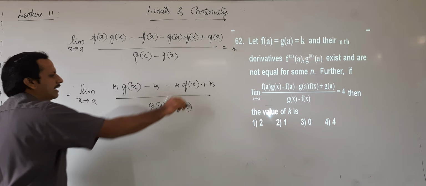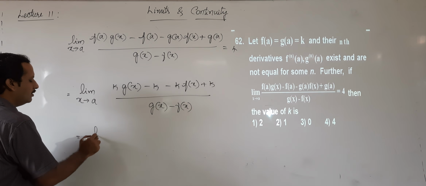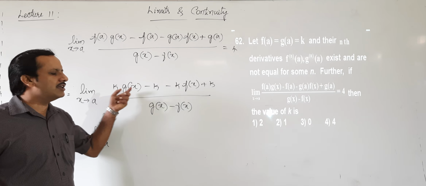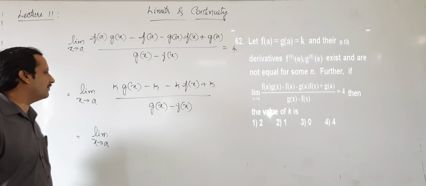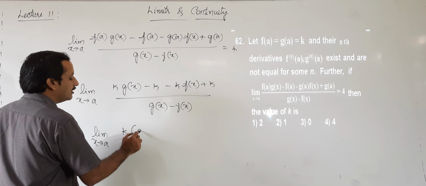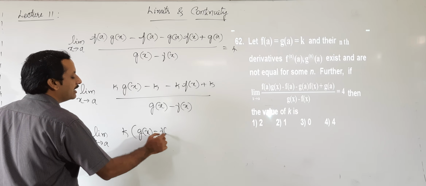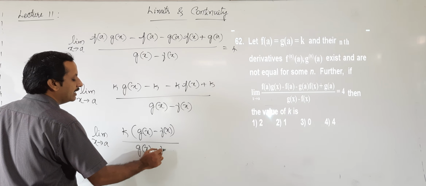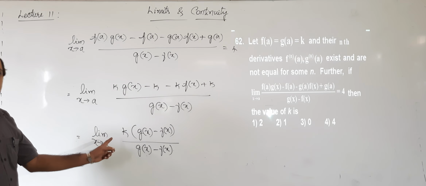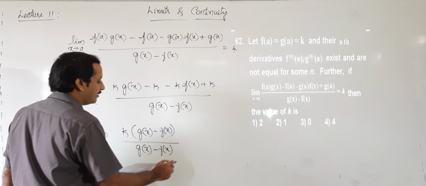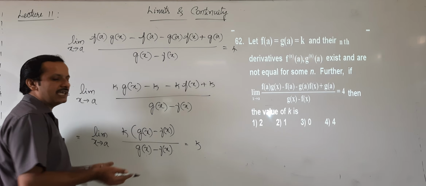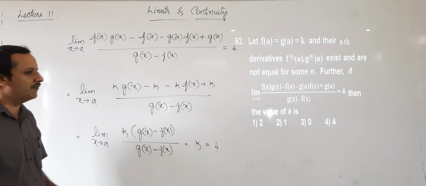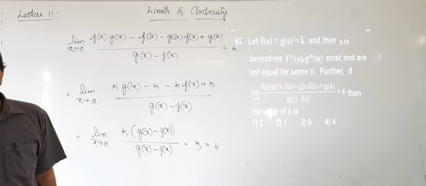Okay, here k gets cancelled. That's equal to limit x tends to a. Now what is remaining? K into g of x minus k into f of x. I take k as common. K into g of x minus f of x divided by g of x minus f of x. This g of x minus f of x gets cancelled. What will remain? K. Limit x tends to a of k is nothing but k only. RHS will have 4. So k is equal to 4 is the correct answer, which is the fourth option.